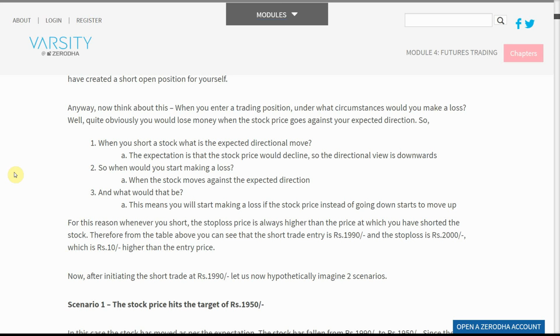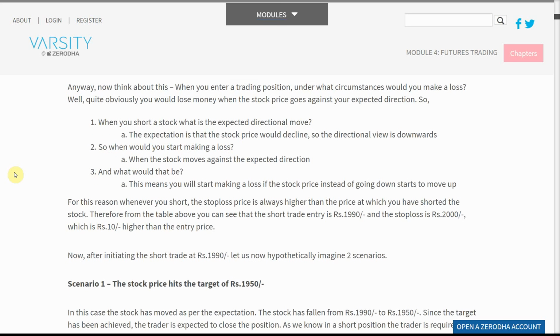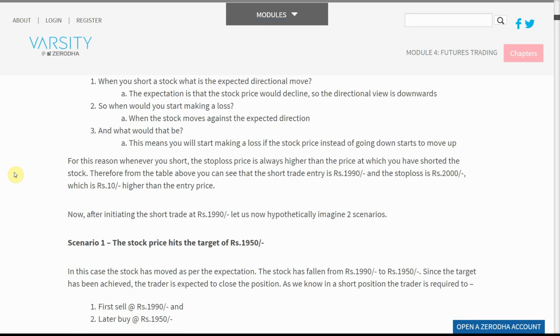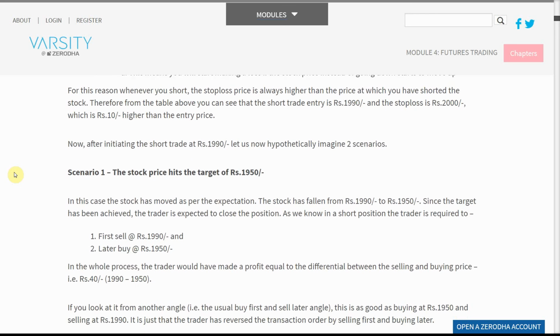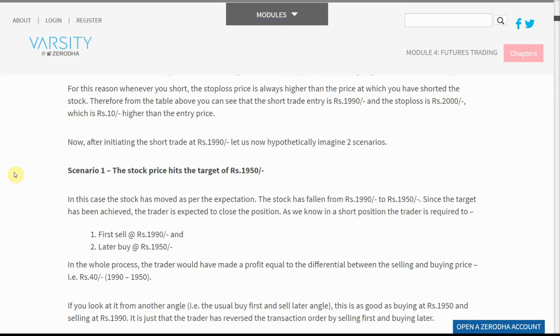For this reason, whenever you short, the stop loss price is always higher than the price at which you have shorted the stock. Therefore, from the table above you can see that the short trade entry is 1,990 rupees per and the stop loss is 2,000 rupees per, which is 10 rupees per higher than the entry price. Now, after initiating the short trade at 1,990 rupees per, let us hypothetically imagine two scenarios.